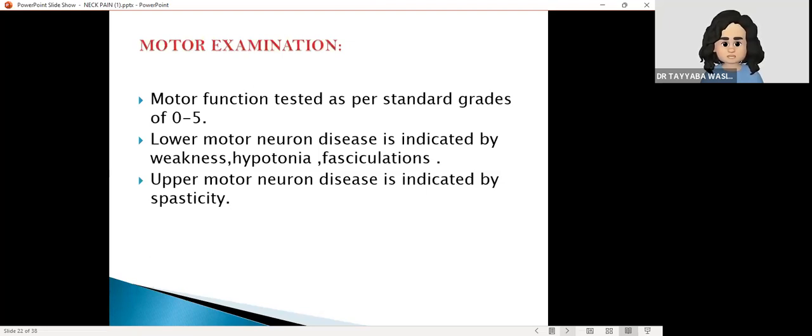Then comes the motor examination. In the motor examination, as a dentist, we have to grade from 0 to 5. The purpose is to assess the strength of the muscles as well as whether there is any lower motor neuron lesion or upper motor neuron lesion. In lower motor neuron lesion, as we all know, there is weakness, hypotonia, and fasciculation. In upper motor neuron lesion, there is spasticity.